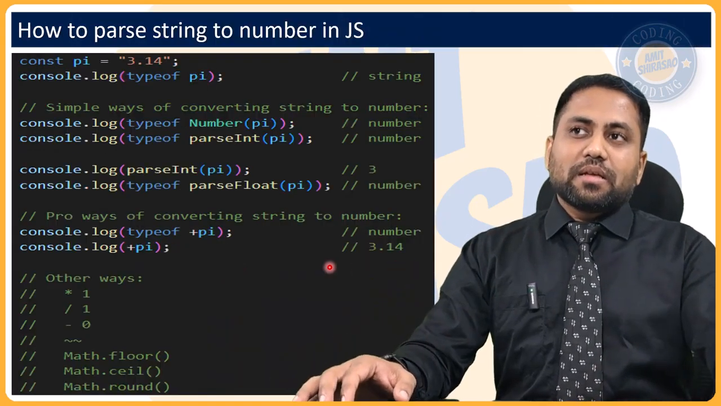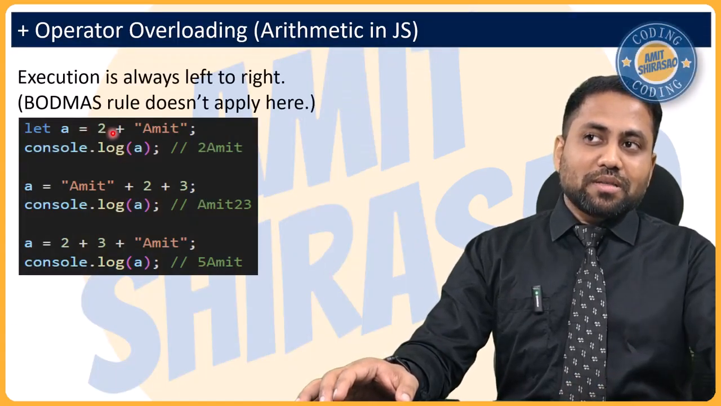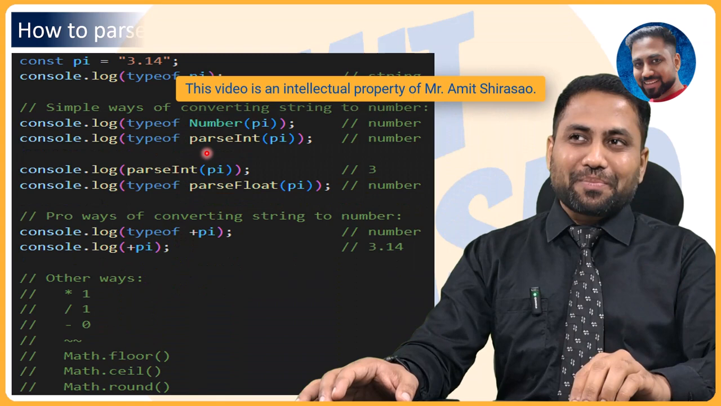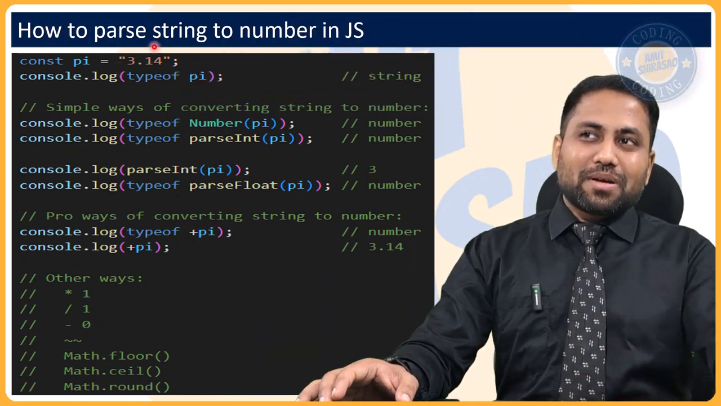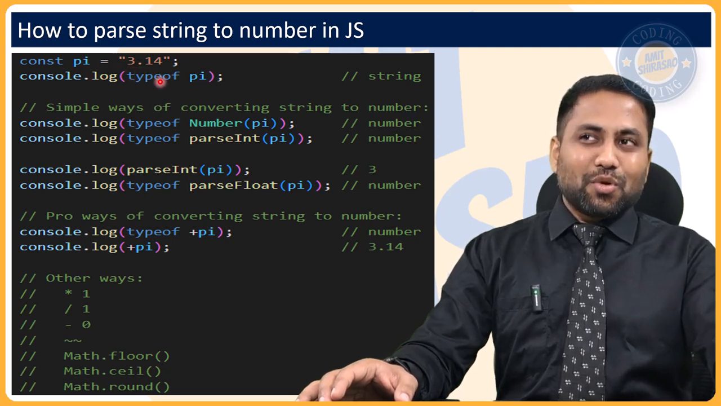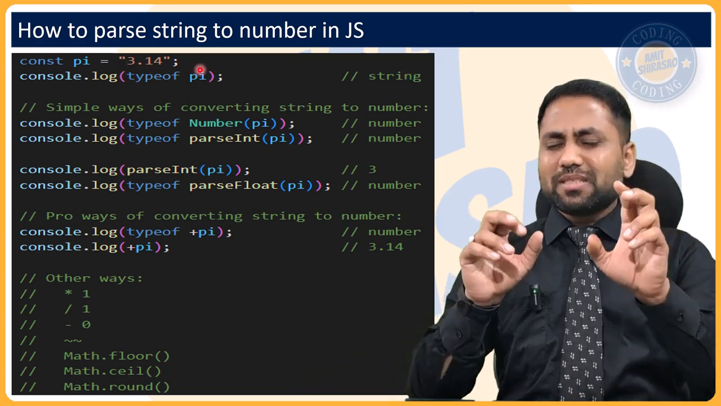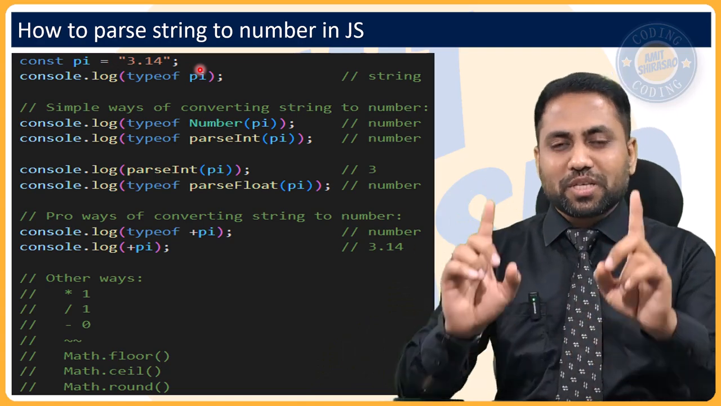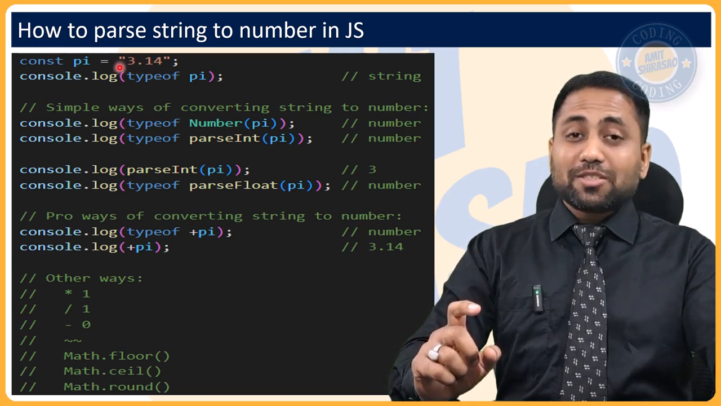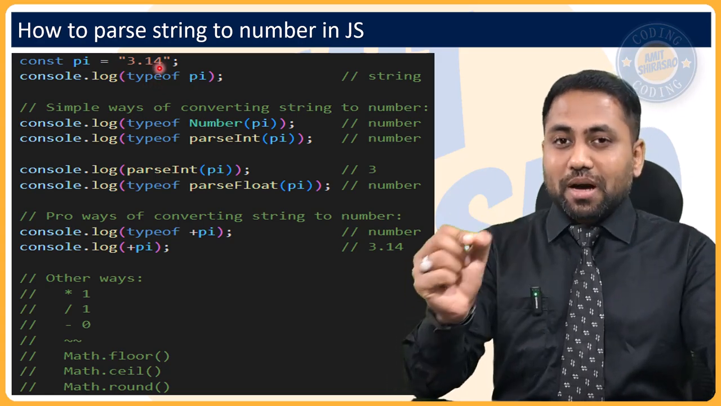Then how to parse a string to a number. Up till here we saw how a number was getting converted into a string. Now how to convert a string into a number. Let us say that there is a pi variable and it has the value 3.14. If you log the type of this pi, it is a string. Why? Because it is given in quotes. Whether it is given in single quotes or double quotes, it doesn't matter, but it should be given in quotes. Then it becomes a string. So this literal, which is passed to this variable, is actually a string. Now I want to convert this string into an actual number. How do I do that?